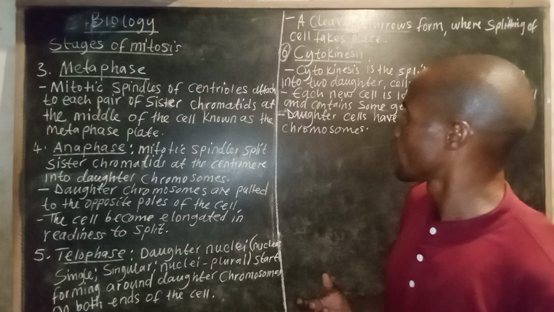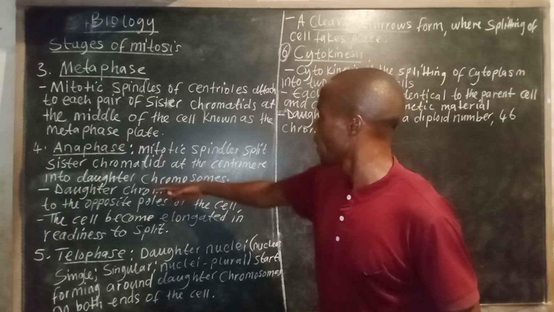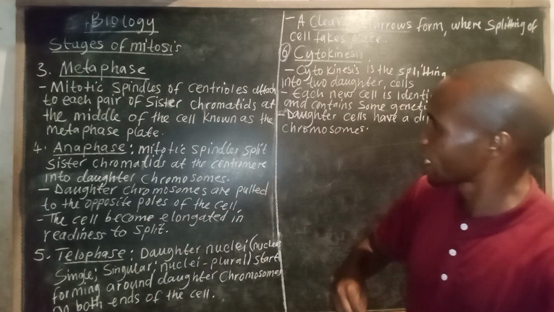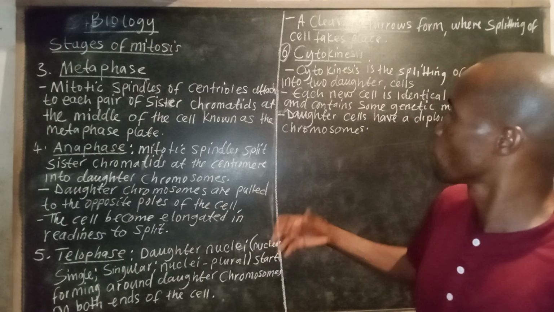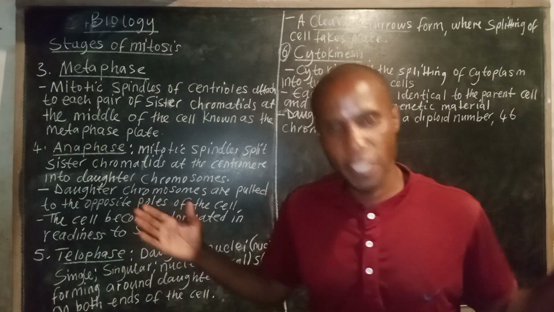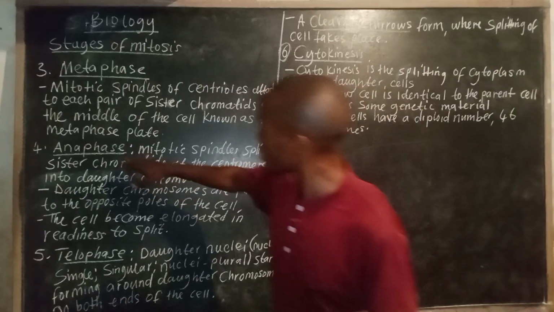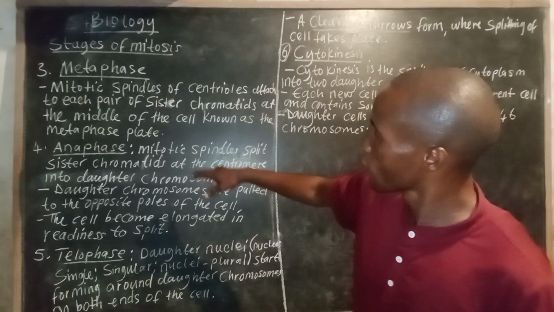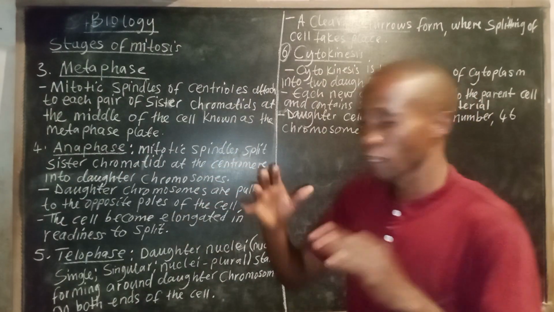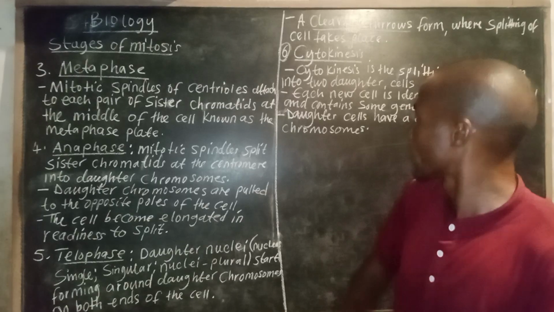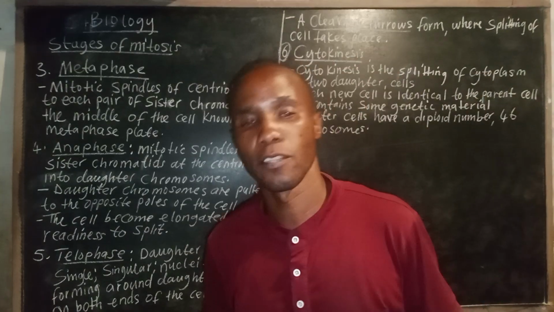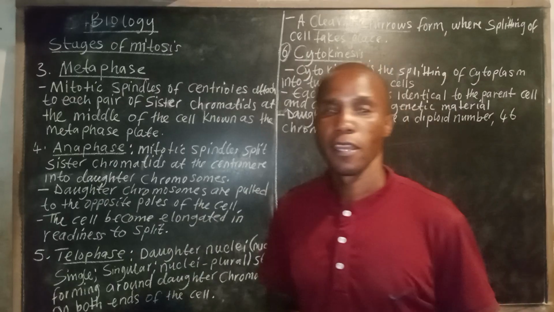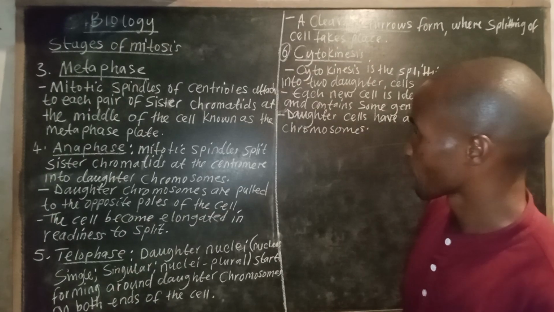Then from there we can go to stage number 4, which is anaphase. Okay, so anaphase, they are saying this is now where mitotic spindles split sister chromatids at the centromere into daughter chromosomes. So things now are happening. At this phase or stage, the mitotic spindle, the one that I was talking about, is now doing what? Split into sister what? Chromatids in order to form the daughter cells.